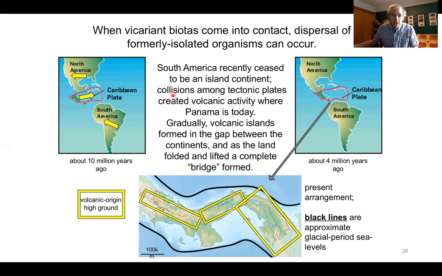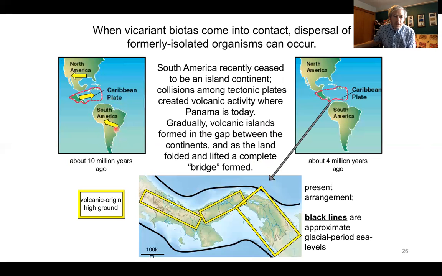What happened was there were collisions among tectonic plates as South America and North America moved together and the Caribbean plate came into the middle. This also created volcanic activity, which is where Panama and Costa Rica are today. Gradually volcanic islands formed in the gap between the continents, and as the land folded and lifted, a complete bridge formed. This is what the situation was 10 million years ago.